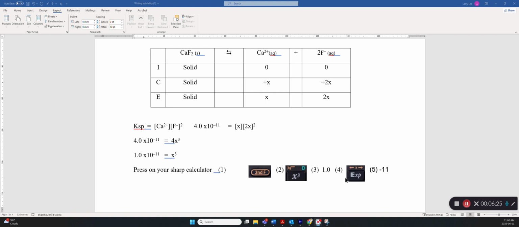1.0, and then you press the EXP button. This would be the best way to use the exponent. And then you're going to press the minus 11. And this should give you an answer of 2.15 times 10 to the negative 4. So X is equal to 2.15 times 10 to the minus 4.